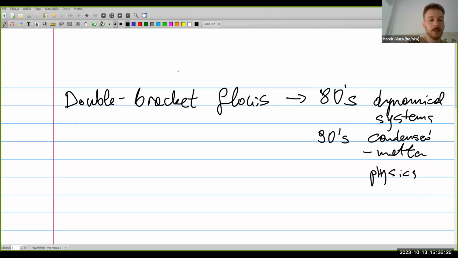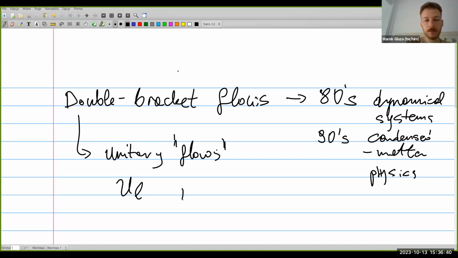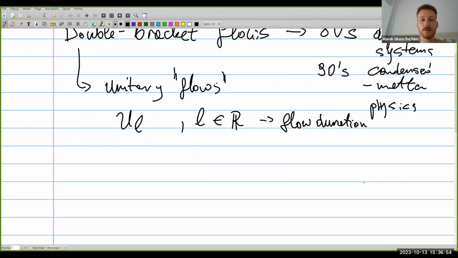In particular, basically those are unitary flows, which means it's a one parameter family of unitaries where L is a real parameter, and I will call this flow duration. So it's a continuous set, it's a flow of unitaries. And those unitaries can do different things.